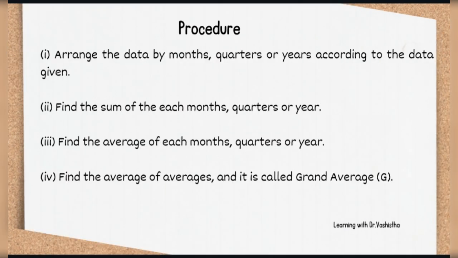Now the simple procedure is, first of all, arranging the data month wise or quarterly or weekly, and then the sum will be calculated for the month or the quarter or the year, the way we have taken it. Then the average will be calculated, and this average will be further used to find the average of the averages, which is known as the grand average, and then the ratio will be calculated. How this will be done, we'll see further.